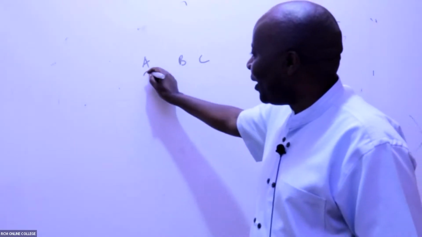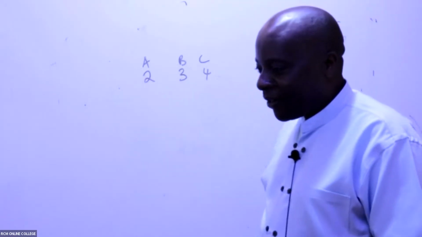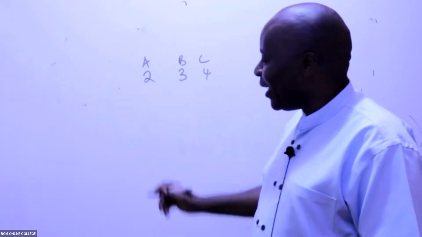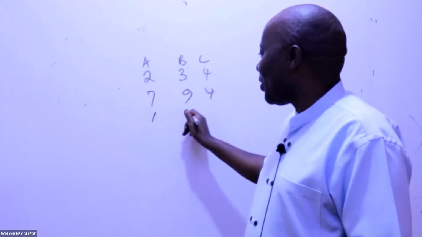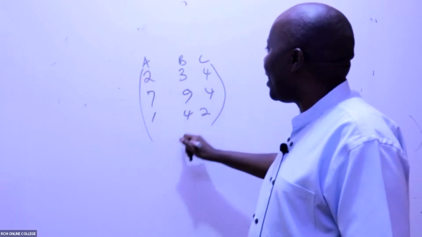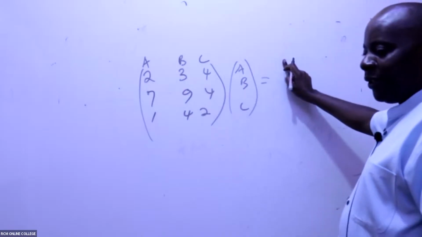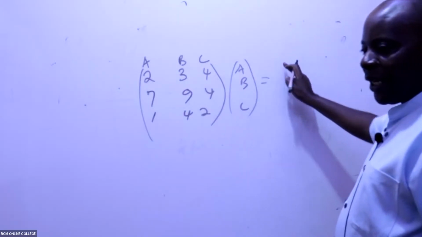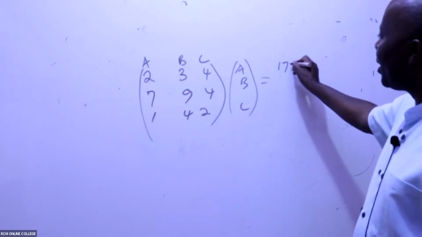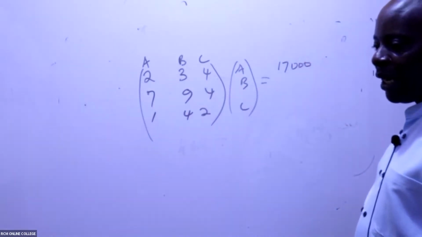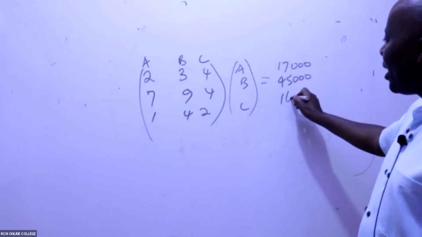Here, 2, 3, 4. Remember we cancel the zeros, isn't it? 2, 3, 4. How about row number 2? 7, 9, 4. And then we have here 1, 4, 2. And then don't forget that we had A, B, C, and something here on top. Now this one had many zeros. We had 17,000, then we have 45,000 and 16,000.